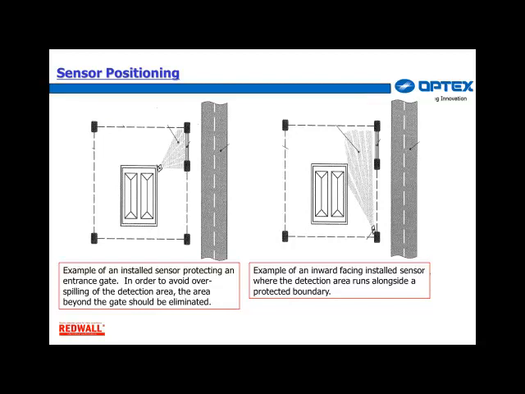Now, sensor positioning, of course, is very important. In this particular case, overspill on the road may be a problem with the drawing on the left. A better solution would be to mount the detector as in the picture on the right. This way, overspill is avoided and targets will walk across the detection finger pattern through the gate. And this will also protect the wall running parallel with the finger pattern.